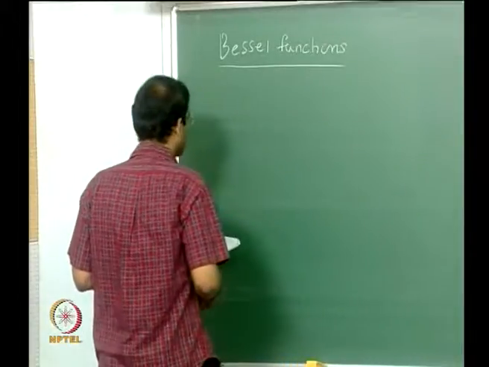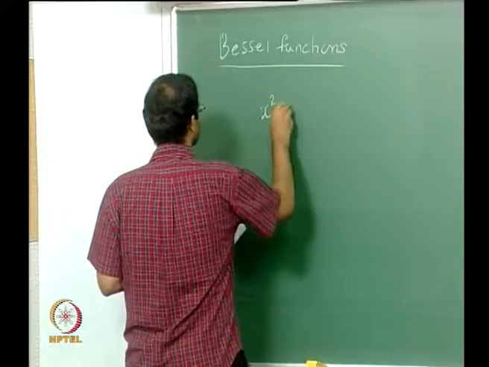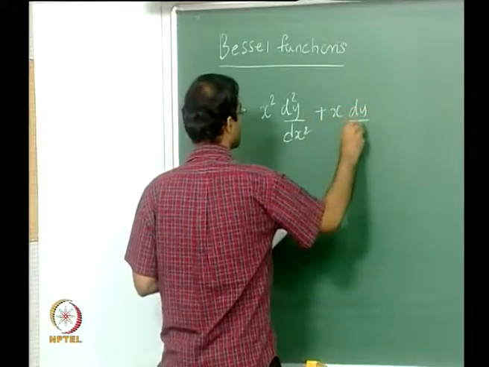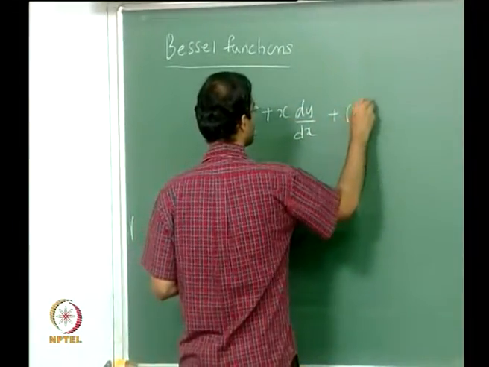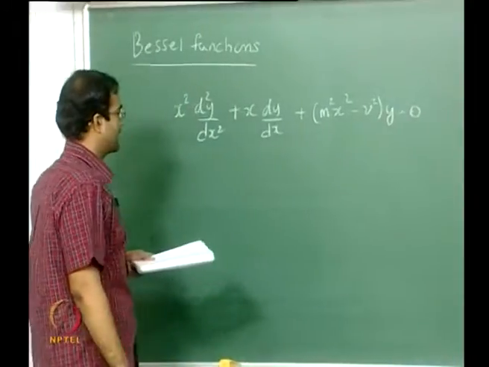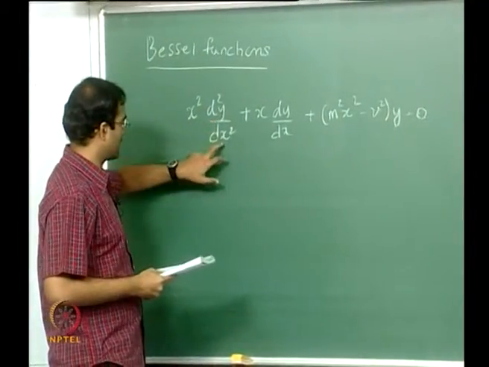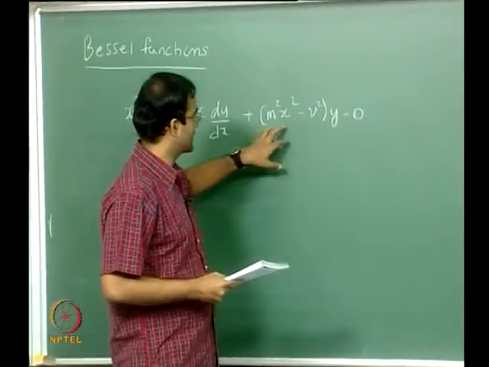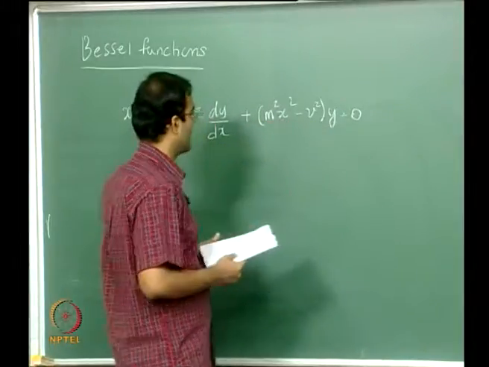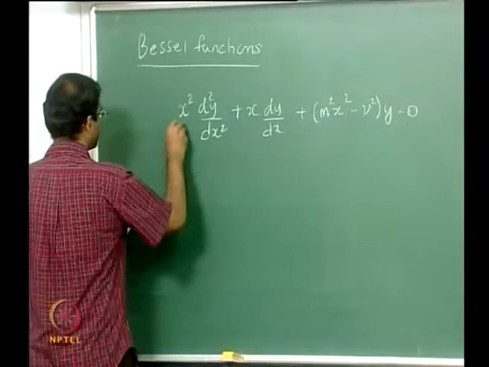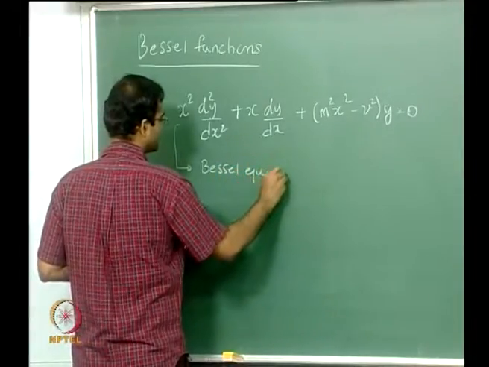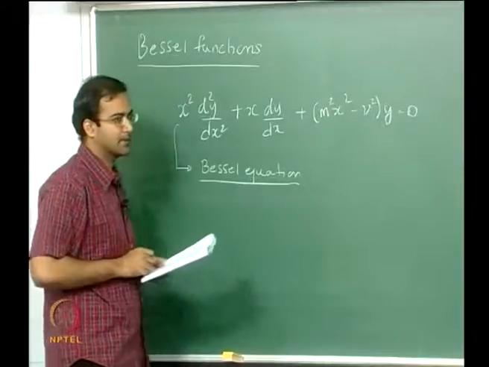Now if you have any second order linear differential equation of this particular form, the form that I have written here, x square d square y by dx square plus x dy by dx plus this coefficient, which is a function of x, times y equal to 0, then this functional form of the equation is referred to as the Bessel equation, after the German mathematician Bessel.